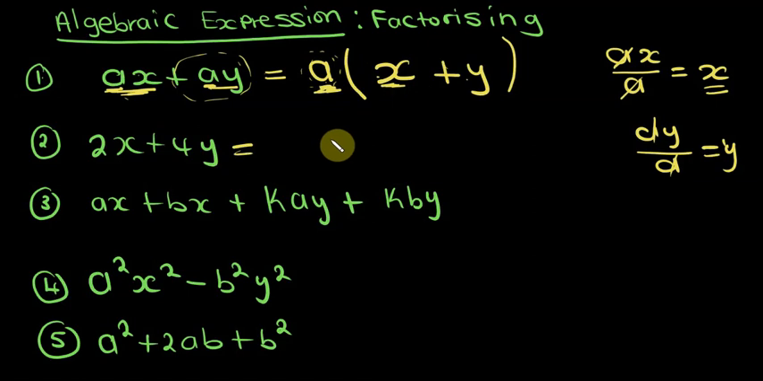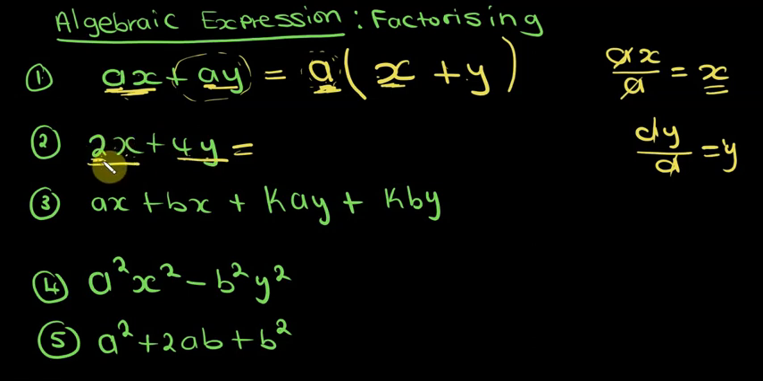Let's do this one. Okay, the question is, what do we have common in this binomial? Well, the first term has 2x and the second term has 4y. X and y are not common. They are actually two different terms. What about 2 and 4? 2 and 4 are like terms.